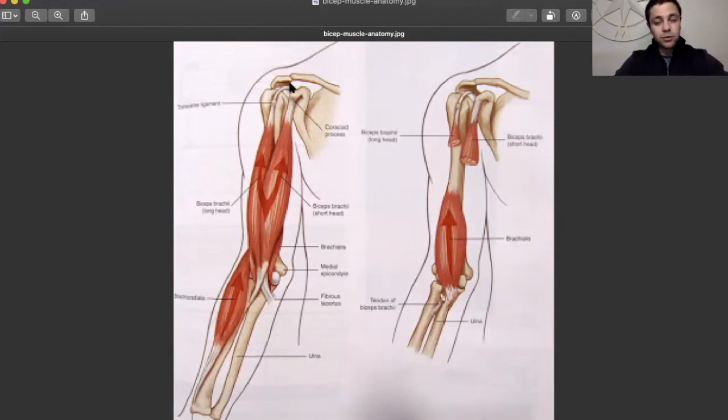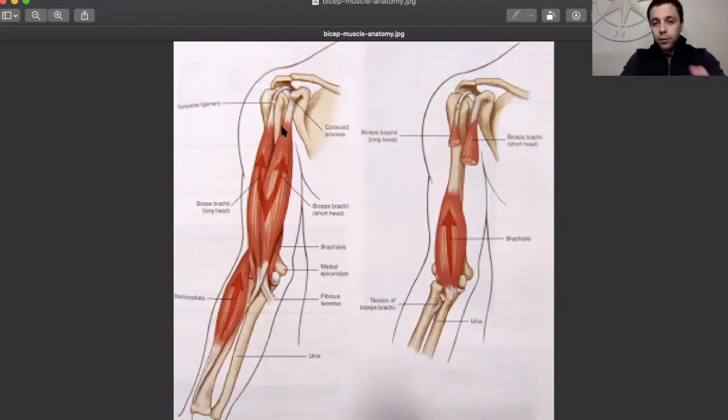Now, especially with the long head of the biceps, because it is crossing the shoulder joint, it does help out a little bit with shoulder flexion. Not a ton, but it does help. But of course, its primary role is elbow flexion and supination. So the biceps brachii is a supinator and an elbow flexor.